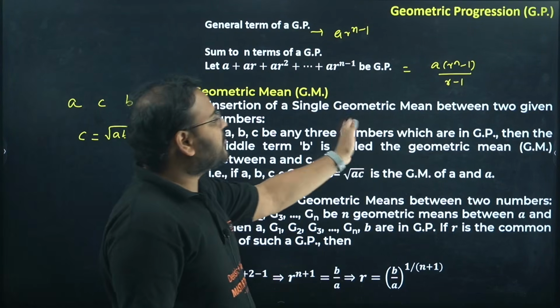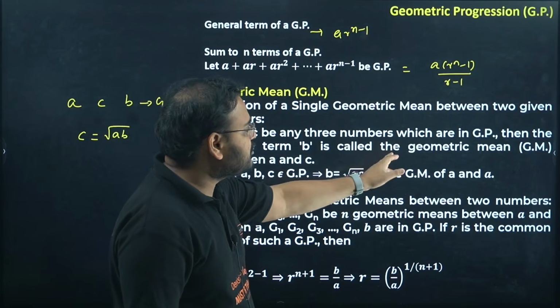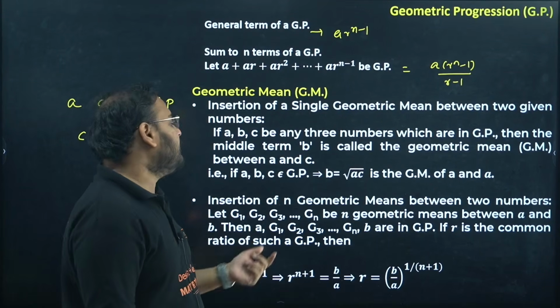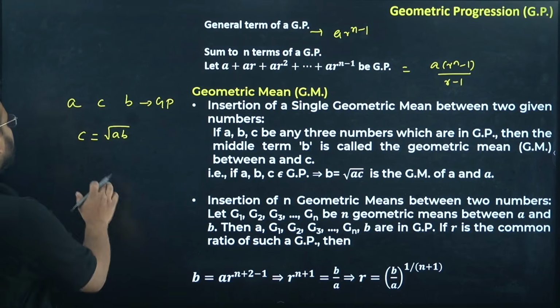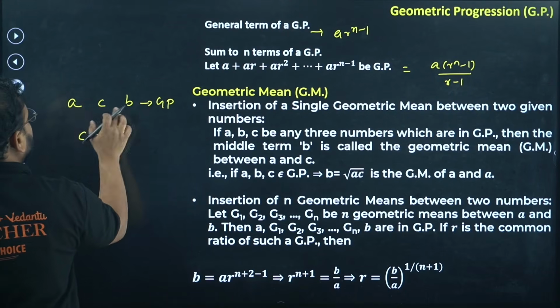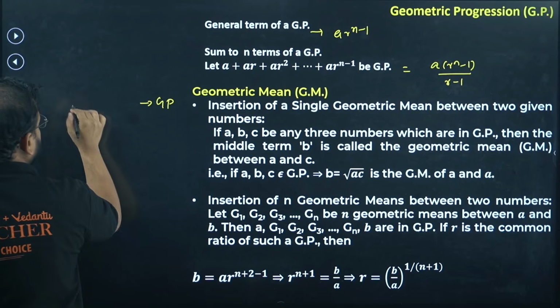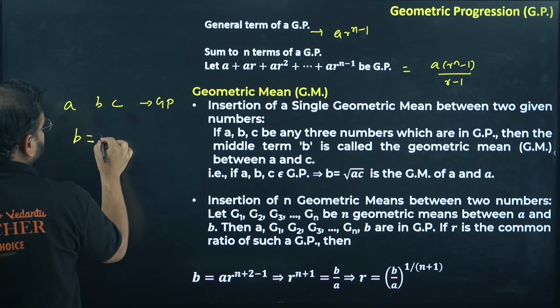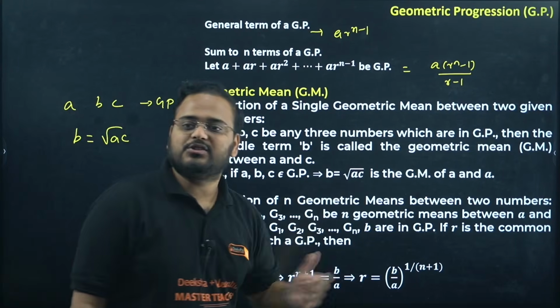This is the insertion of a single geometric mean between two given numbers. If a, b, c are any three numbers which are in GP, then the middle term b becomes the geometric mean, and b is given by root of ac. In this case, I had taken c as root of ab. If you want to avoid the confusion, I can write the same in this format. So if you have a, b, c, then b becomes equal to root of ac. Let's not have the confusion. b becomes equal to the root of ac. This is your geometric mean.